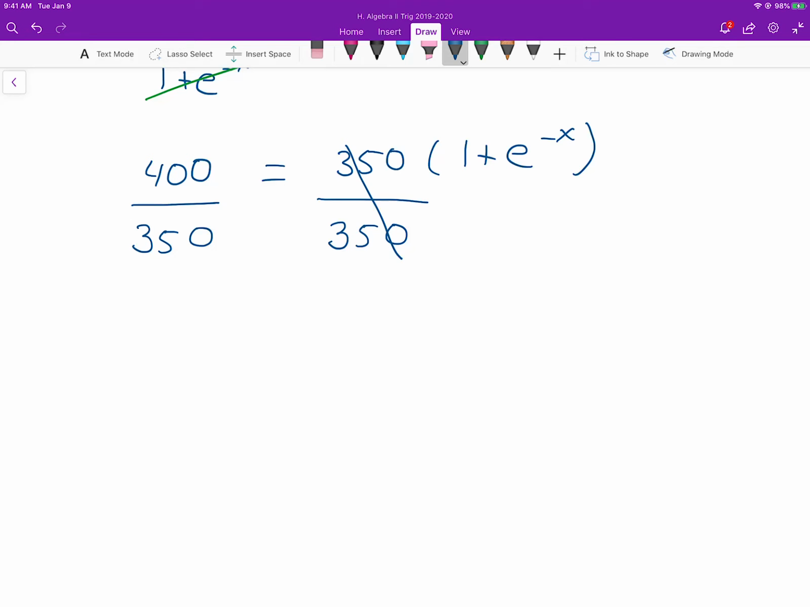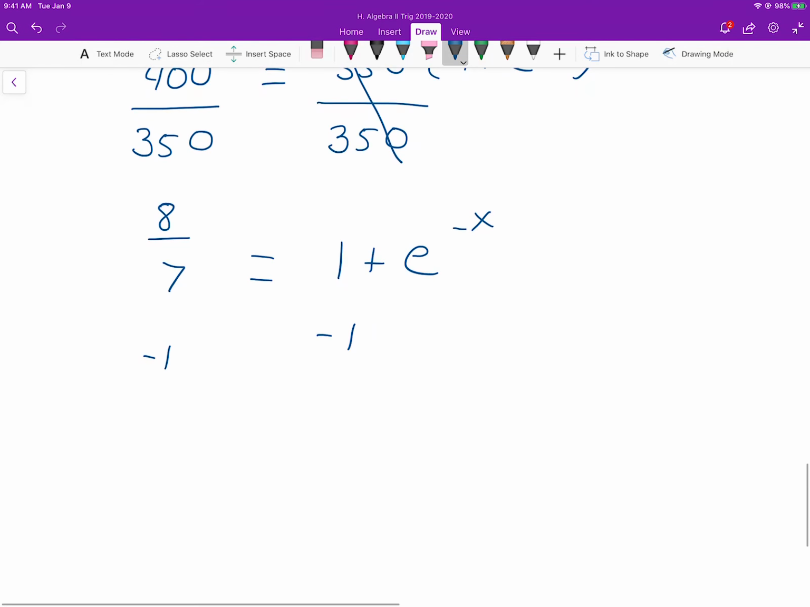That will give me 8/7 equals 1 plus e to the negative x. Subtract 1 from both sides. Now I'll have 8/7 minus 1 is 1/7 equals e to the negative x power.